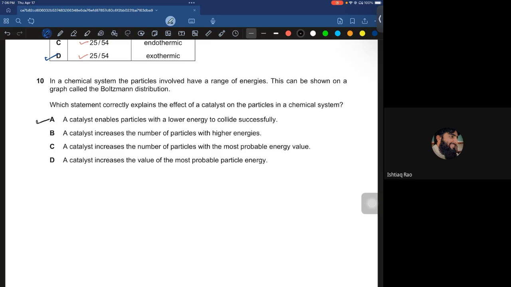Option B says a catalyst increases the number of particles. No, it doesn't increase the number of particles. It only lowers the activation energy. Option C says a catalyst increases the number, no. A catalyst increases the value of the most, no. It decreases the activation energy. In option D, they are saying a catalyst increases the value of the most probable energy. No, that's not the job of a catalyst.